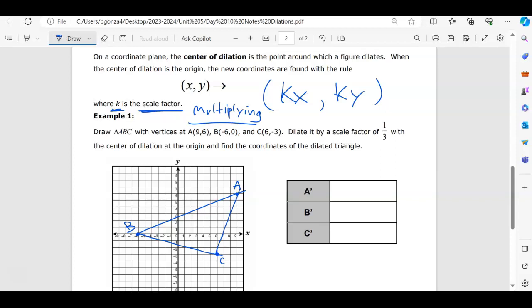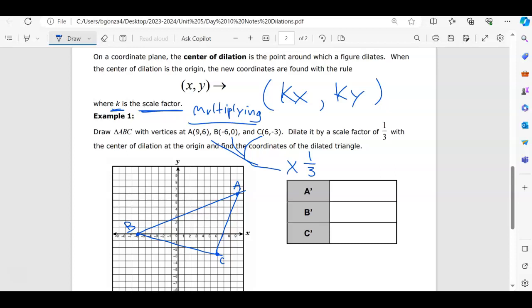Now, that is just the original triangle. What are we doing? It says it's dilated by a scale factor, which we just learned is multiplying 1/3. So we're going to take every x, y number and multiply it by 1/3. Okay? So we're going to take A, B, and C times 1/3.